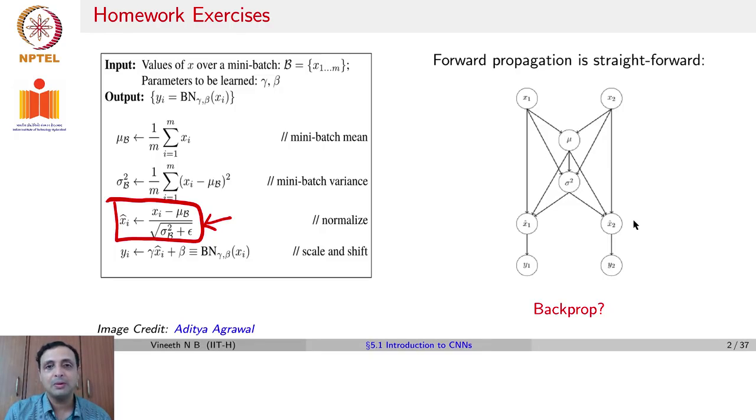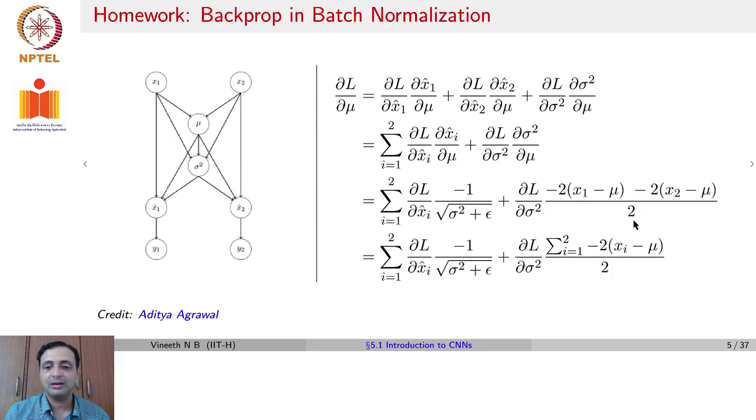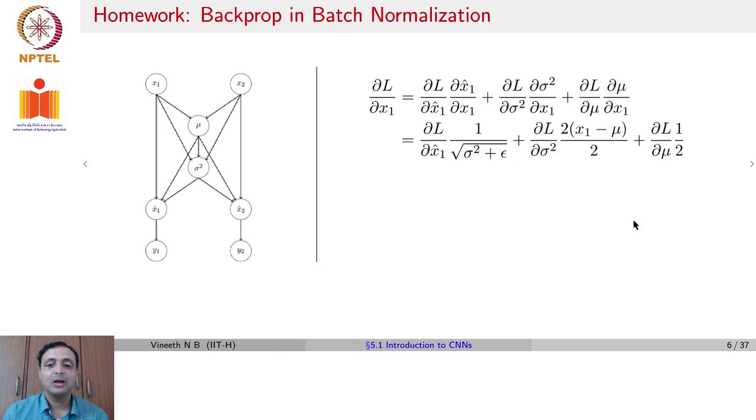So ∂mu/∂sigma square becomes a summation of all of these gradients, and that's what we get here. Each of these is one gradient with respect to one of those inputs, x1. Similarly, this will be the gradient with respect to x2, and so on and so forth. And that's how you get your ∂L/∂mu.